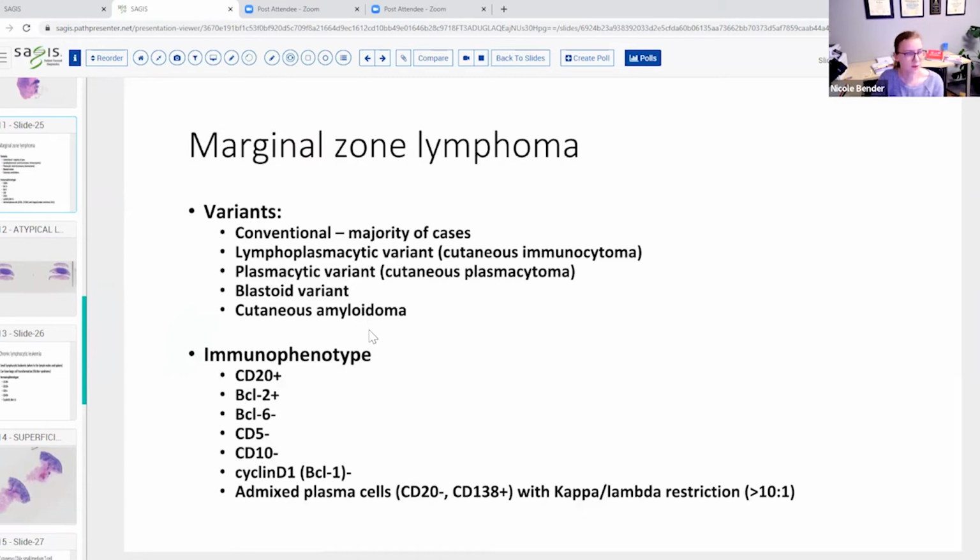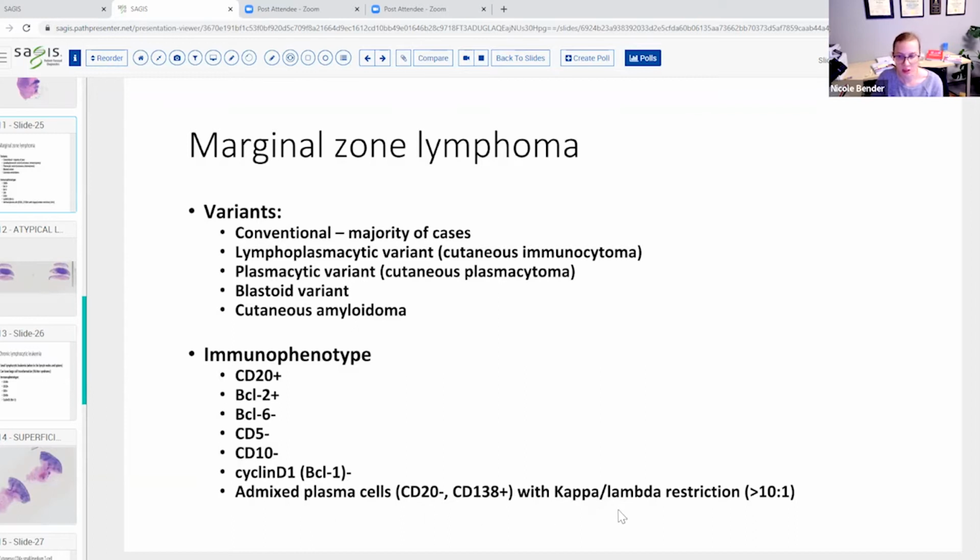This is a neoplastic proliferation of the cells in the marginal zone, so the immunophenotype is CD20 positive, BCL2 positive, BCL6 negative, CD5 negative, CD10 negative, cyclin D1 or BCL1 negative, and there should be a population of plasma cells, which are CD138 positive, that have a kappa lambda restriction, which is defined as having greater than 10 to 1 of the kappa to lambda or lambda to kappa.